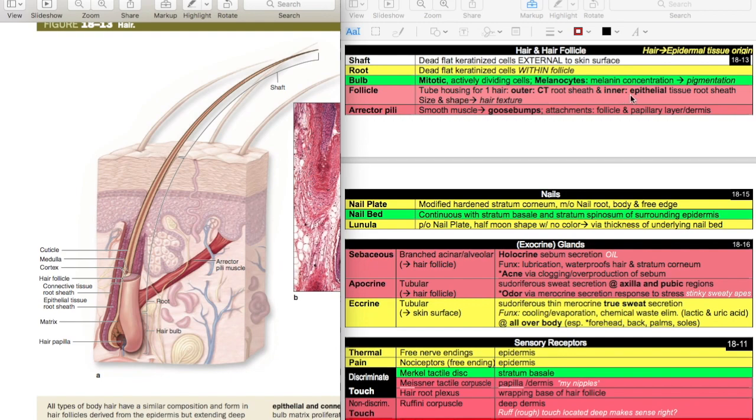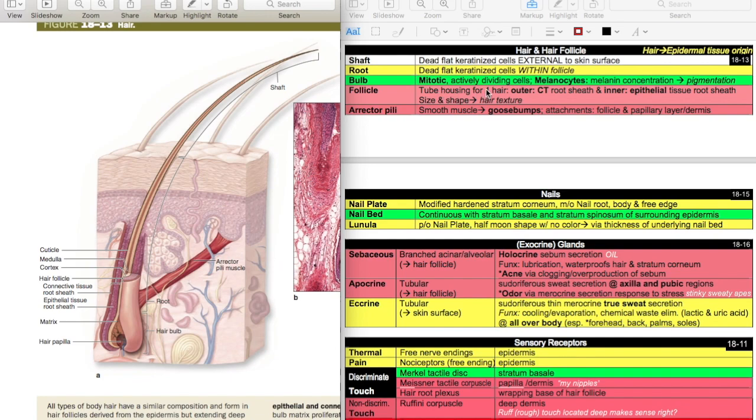The inner layer doesn't have to be all tough. It is like your skin, a nice soft layer of skin around the hair. So the follicle has two sheaths: outer connective tissue, inner epithelial. You're probably going to need to know that because it could be easy to bungle, and so it's probably a good test question.